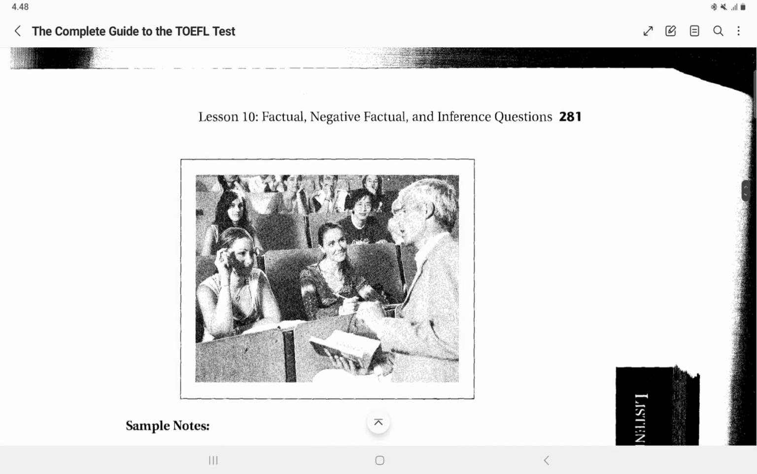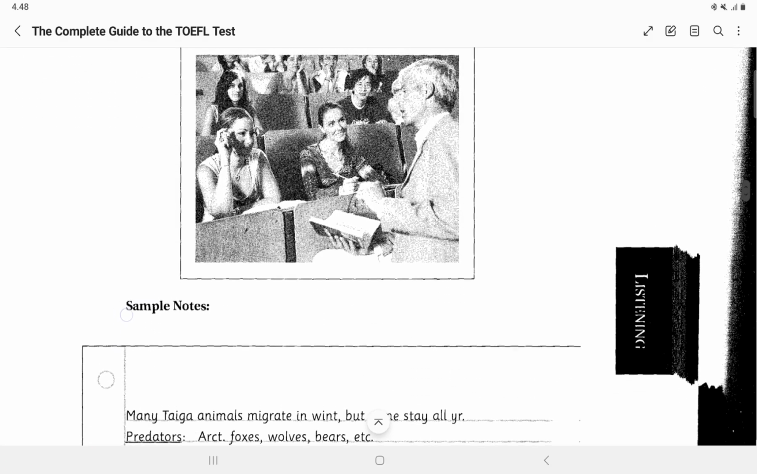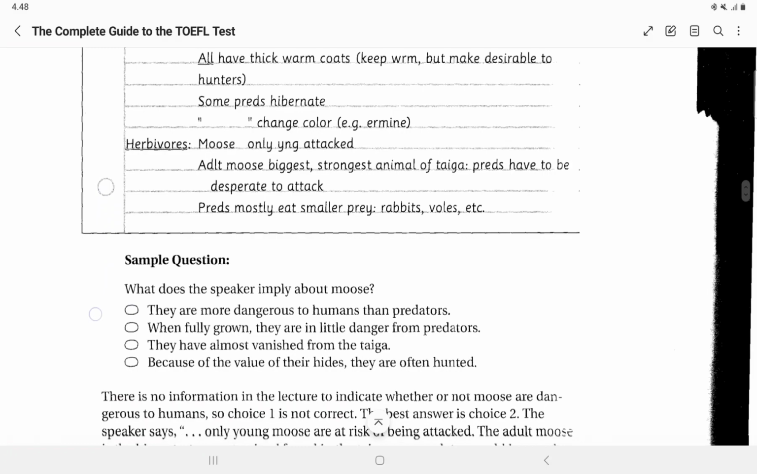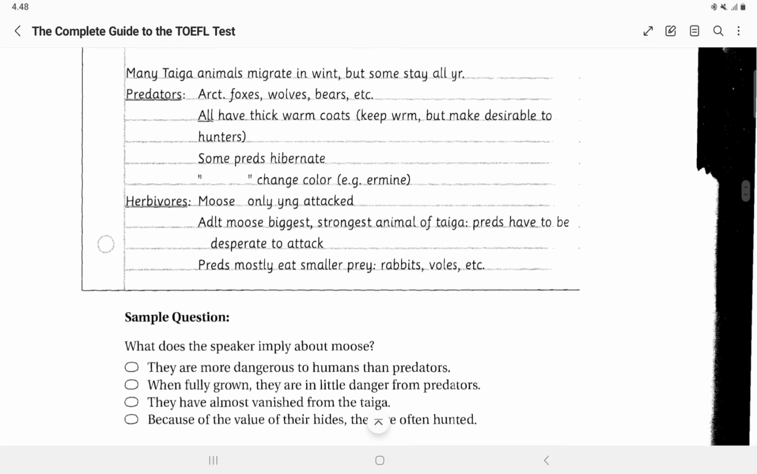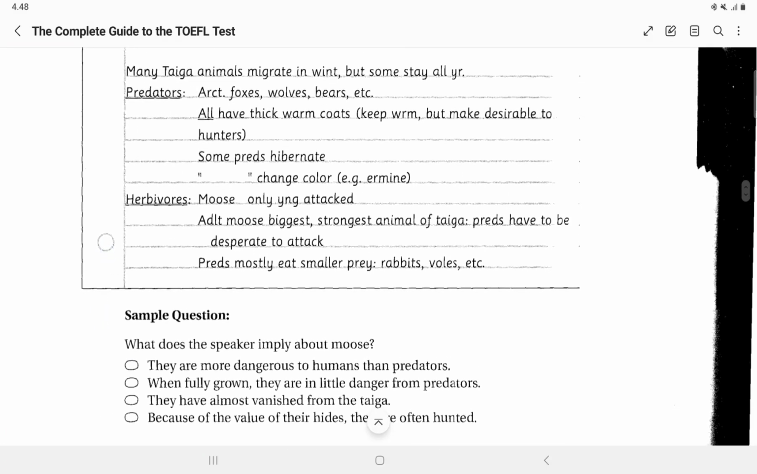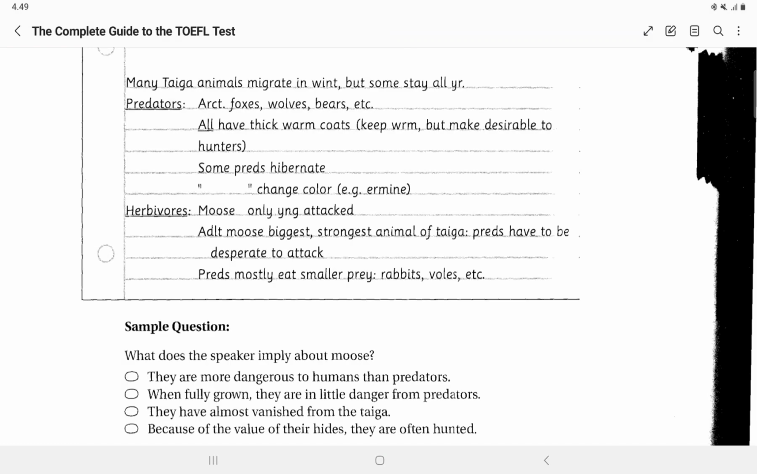Sample item 4. Question: what does the speaker imply about moose? Listen to part of a lecture in a biology class.